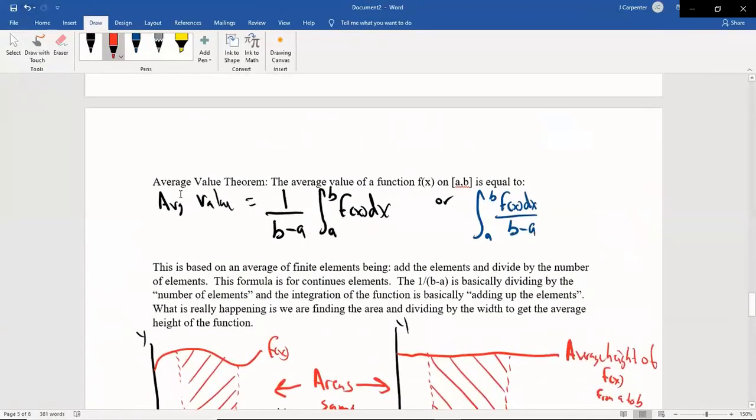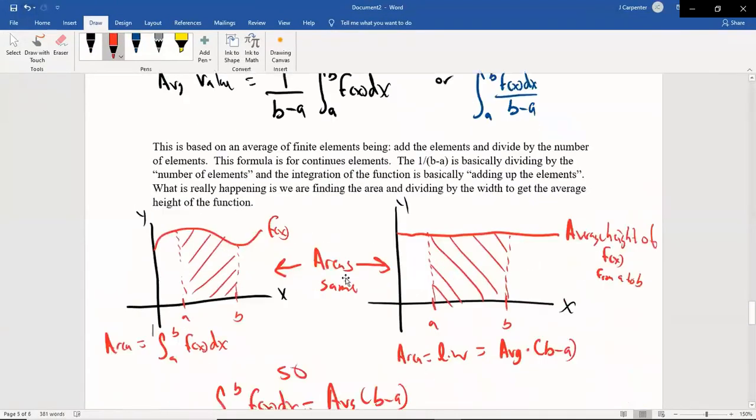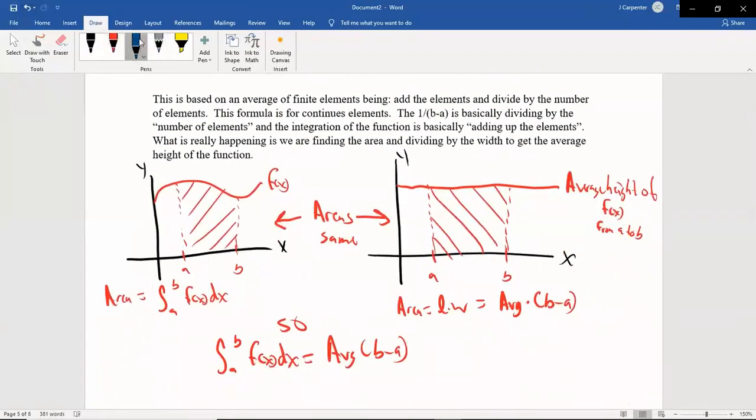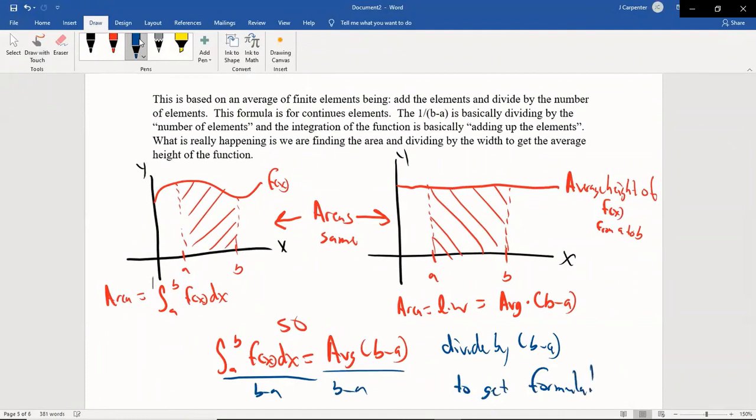Pull up this formula right here. It's solved for the average value. How do you solve for this average value? Divide both sides by the parentheses b minus a. To get the formula. That's where this average value theorem comes from. It says that the average from any 2 points a to b is the integral from that a to b divided by the width from a to b.